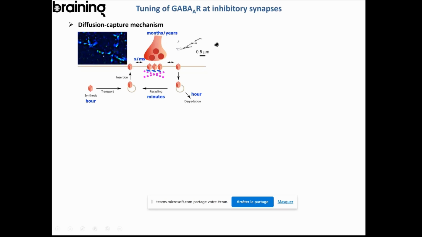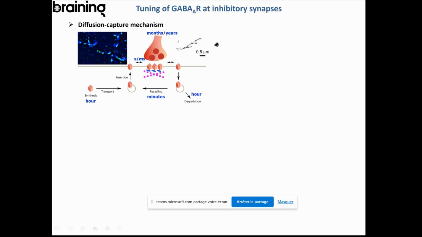And so you can see on this image these receptors in green on a hippocampal neuron that are actually not evenly distributed at the surface of the neurons, but they form these aggregates. We call them clusters, and that's what I schematized here on this drawing. And they are properly facing the presynaptic button that contains the synaptic vesicles that release the neurotransmitter.